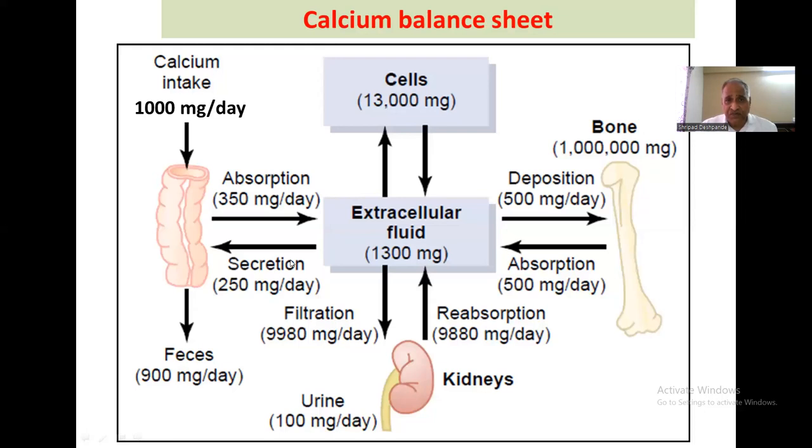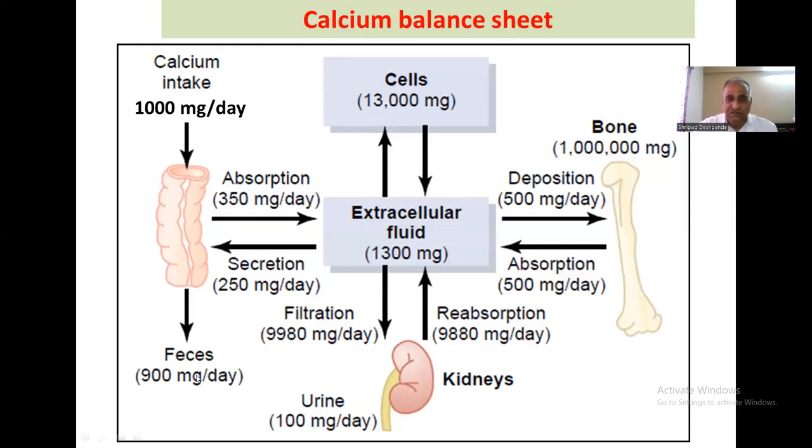The net calcium reaching the extracellular fluid is only 100 milligram. You can just see that 350 milligram is absorbed, 250 milligram is given back to the intestine. And once it is given back, that means only 100 milligram is the net gain to the extracellular fluid. The nearly 900 milligram is excreted as complex calcium in the feces. That is the out. So that means only 100 milligram is gained.